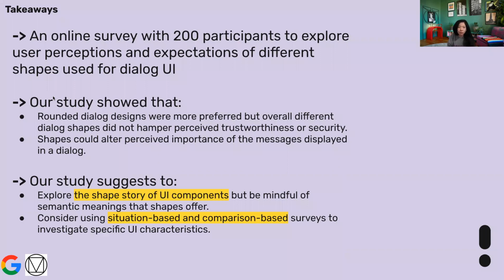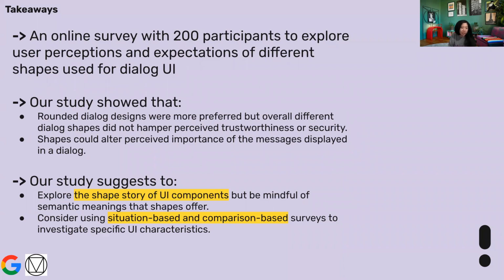Here is a summary of our work. We conducted an online survey study with 200 participants to explore user perceptions and expectations of different shapes used for dialog UI. Our study showed that rounded dialog designs were more preferred, but overall different dialog shapes did not hamper perceived trustworthiness or security. Importantly, we found that shapes could alter perceived importance of the messages displayed in a dialog.